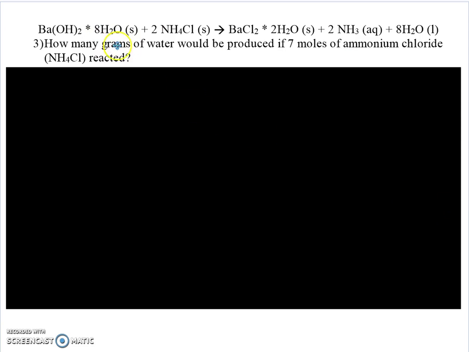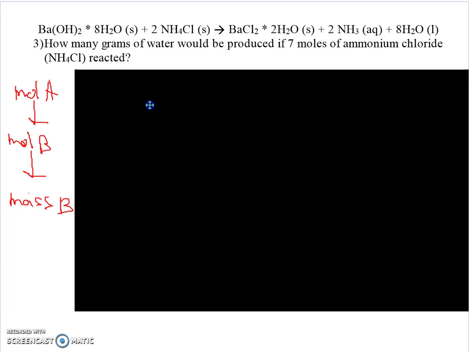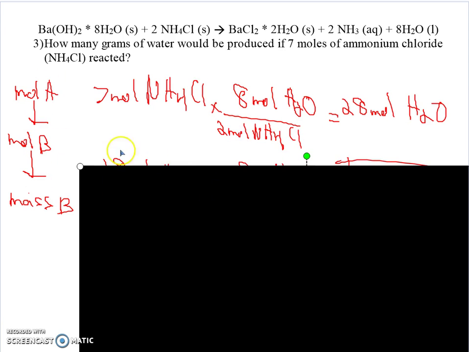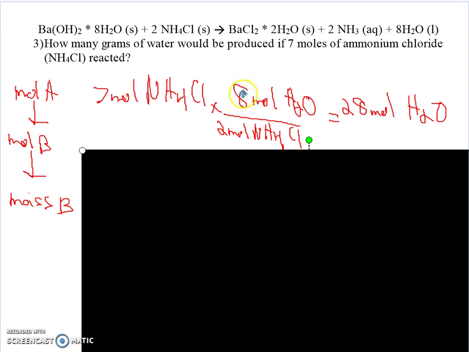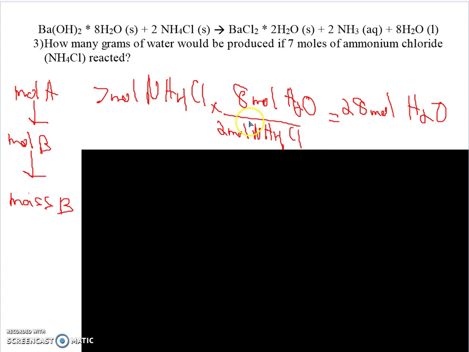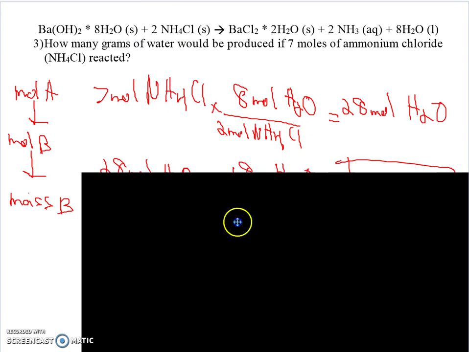Okay, now it's asking how many grams of water would be produced if 7 moles of ammonium chloride react. So we're starting with mole A. We're looking for mass B because now it's a different chemical. Right? It's not how much mass of ammonium chloride. So we got to go mole B and then mass B. So first we convert to mole B using the balanced chemical equation, right? 8 from the coefficient here. And then the 2 comes from the coefficient here. Gives us 28 moles of H2O, because that reduces to 4. 4 times 7 is 28.